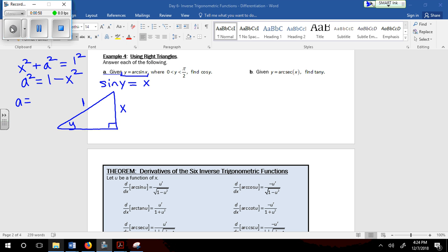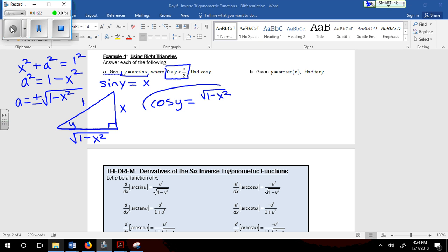And then we take the square root. It's plus and minus the square root of 1 minus x squared. Well, since it says that y is between 0 and pi over 2, we can just use the positive version. And we know that adjacent is the square root of 1 minus x squared. And so cosine of y would be the square root of 1 minus x squared over 1. So just the square root of 1 minus x squared.